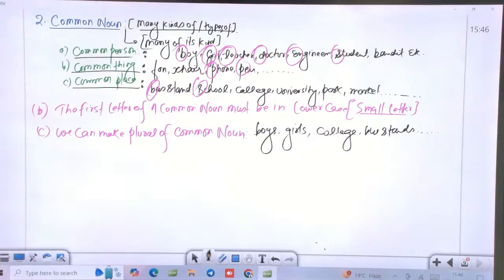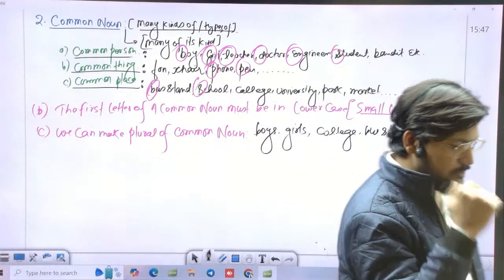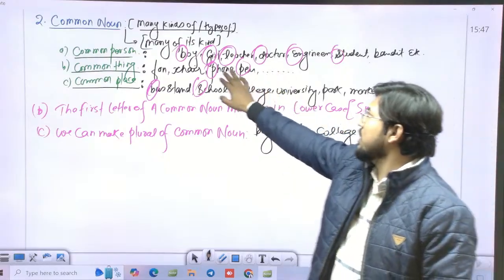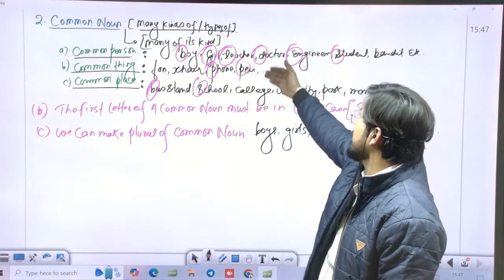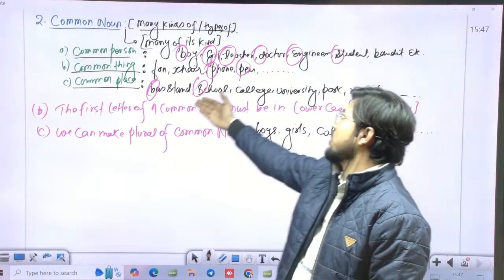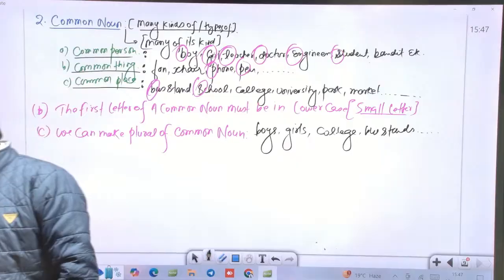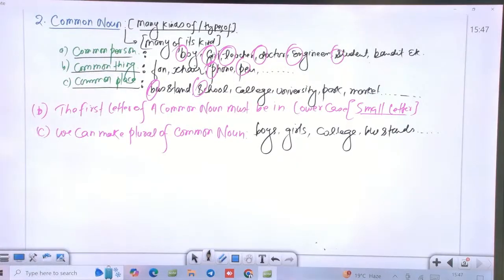So you can distinguish a noun, means whether it is your proper noun or common noun. First of all, you have to make the plural of that noun. If you can, that will be your common noun. If you can't, that will be your proper noun. As you have all heard about all these nouns like boys, girls, teachers, dancers, engineers, students, bandits, chairs, fans, bus stands, hospitals, colleges, you can see these places everywhere. But can you see the Delhi, second Delhi anywhere? No. London, America, China, New Zealand? No.